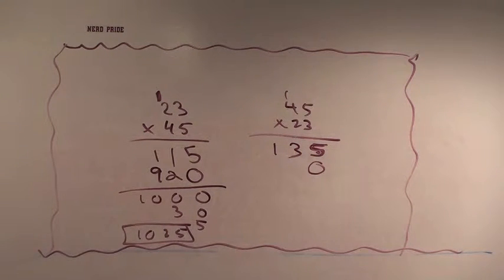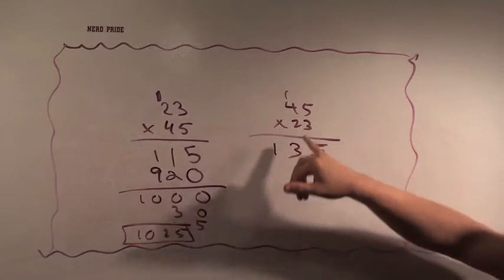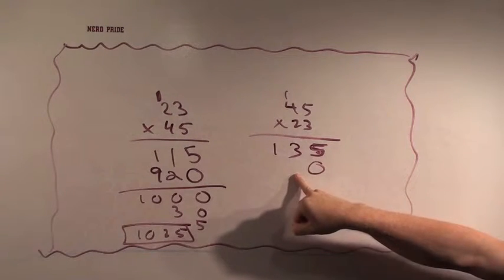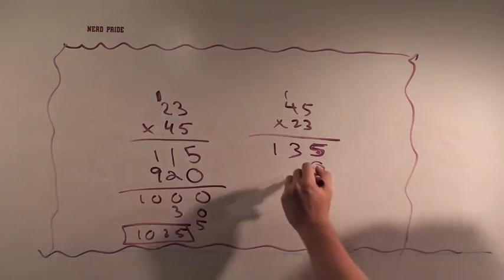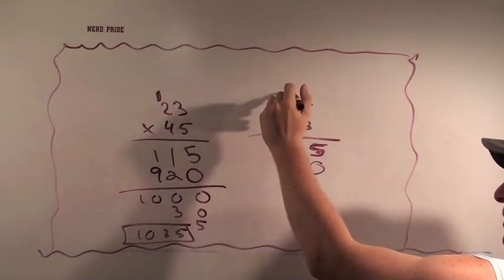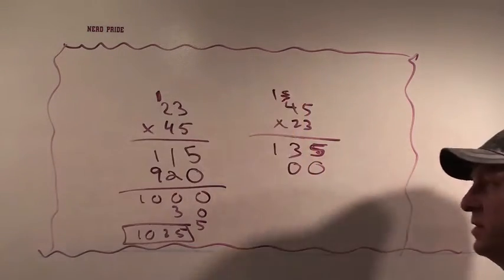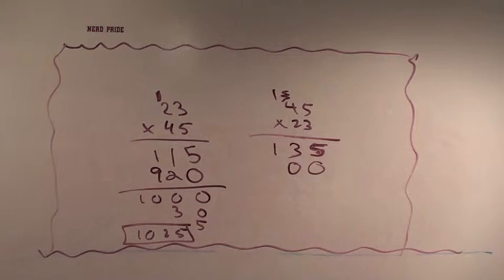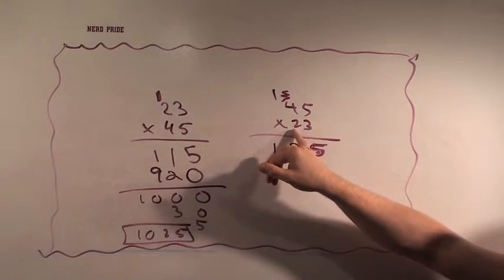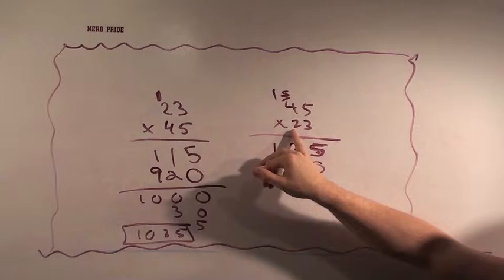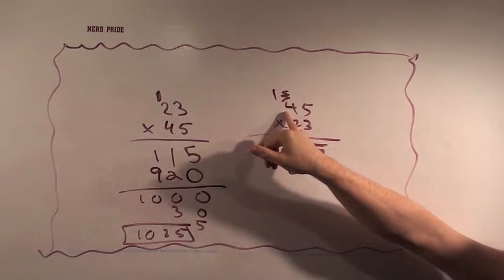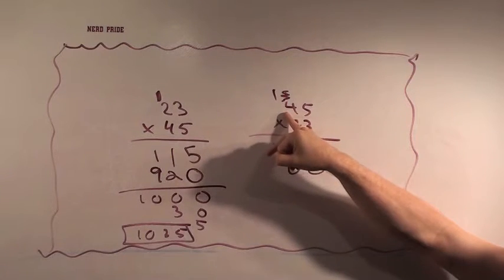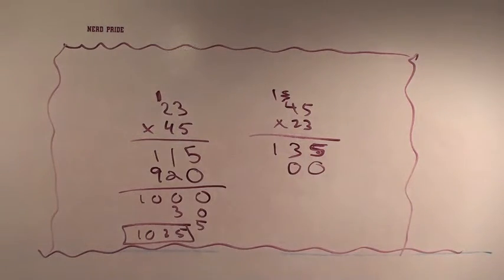Okay, so what do we write? We write the 1. What do we write here? 2 times 5 is 10, so what do we write first? A 0. And then we carry the 1. We have to cross out the old 1 and write a new 1. But that's okay. And then what do we say here? 2 times 4 is 8 plus 1 is 9.